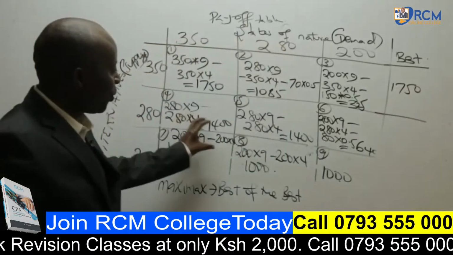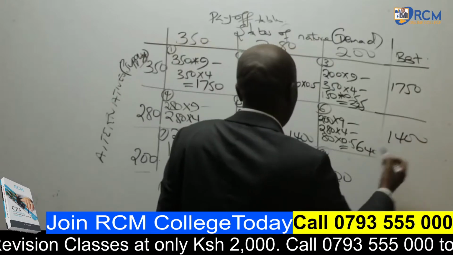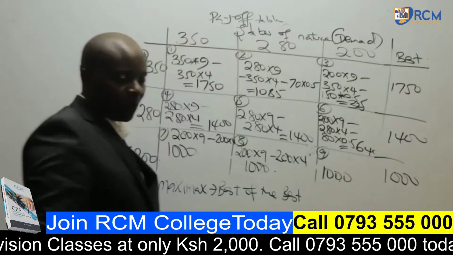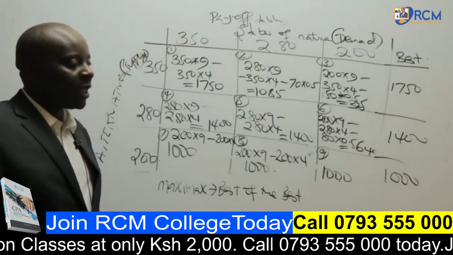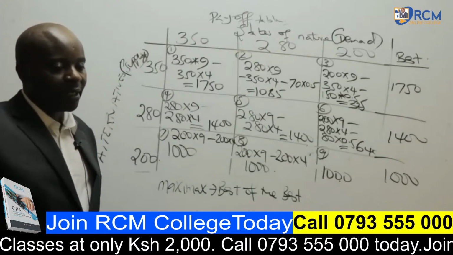So go to the second row and pick the best. Best here will be 1400, right? The very best here will be 1000. So between the three, which one will you say is the best of the best? Highest of the highest, 1750.